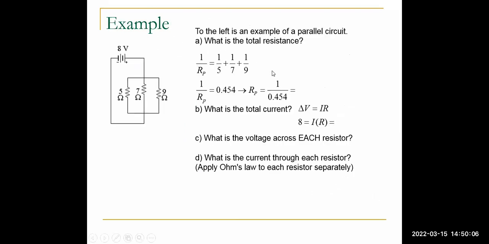Example, what is the total resistance? So meron tayong 5, 7, and 9. So gagawin natin, 1 over 5 plus 1 over 7 plus 1 over 9, di ba? Kung ano yung makompute mo doon, i-divide mo muli siya sa 1, sa reciprocal muli. So, ano nakuha natin?